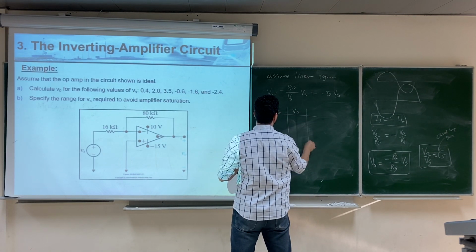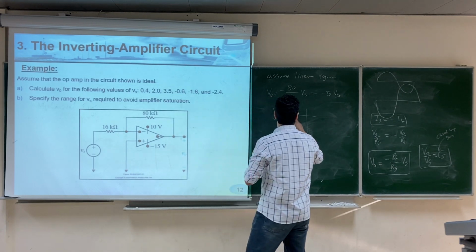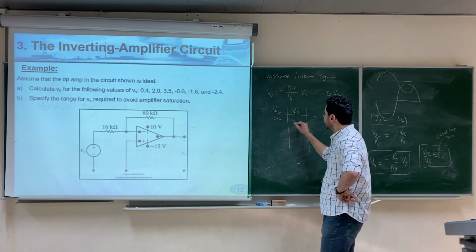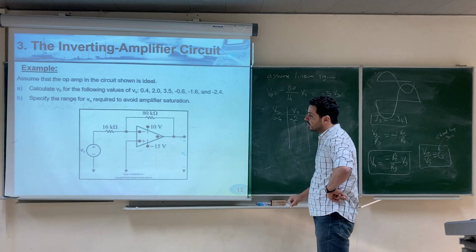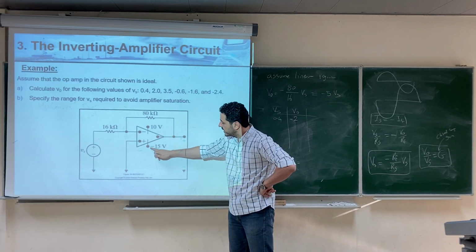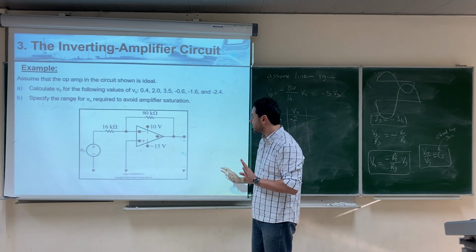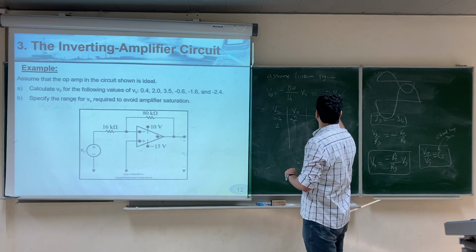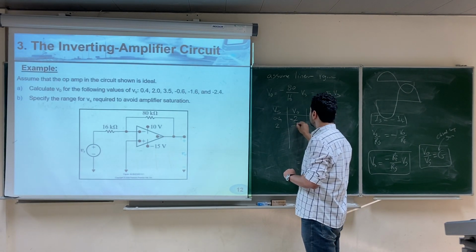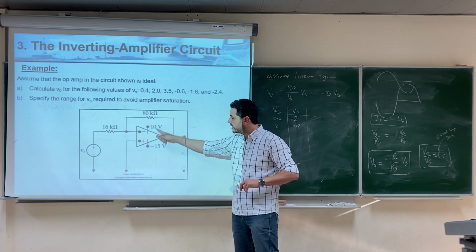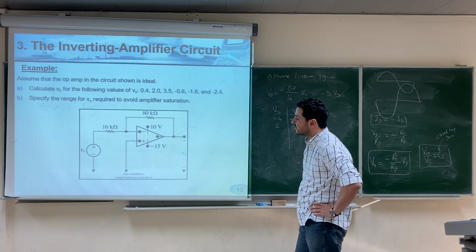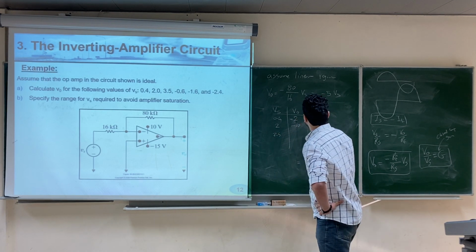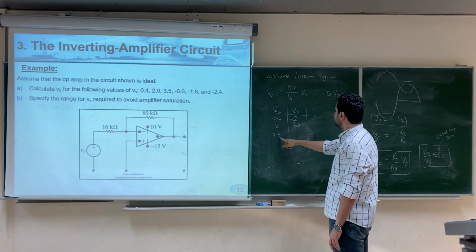Vs, V output. For Vs equals 0.4, V output will be minus 5 multiplied by 0.4. It will be minus 2. Minus 2 is in the range between the negative DC supply and the positive DC supply, so there is no problem. Next, Vs is 2. V output will be minus 5 multiplied by 2. It's minus 10. Again, minus 10 is within the range of the negative and positive DC supply. There is no problem.